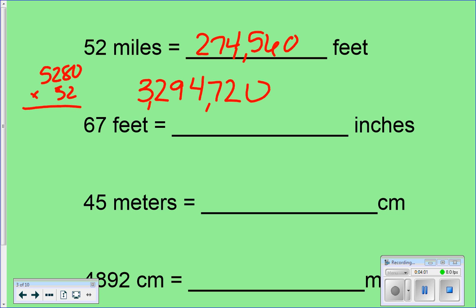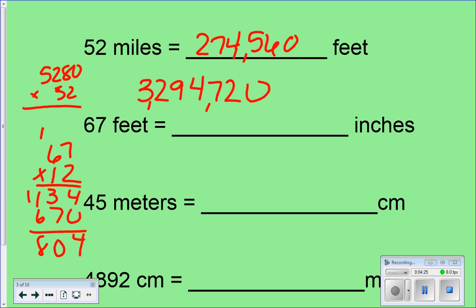All right, so let's keep going here. Let's do a few more. So 67 feet to inches. What am I going to do to this? I'm going to multiply. Yep, times 12. If you want to do it, you can do it. Harper's going to do it. 804. 804 inches in 67 feet.